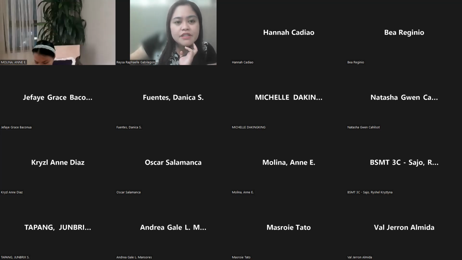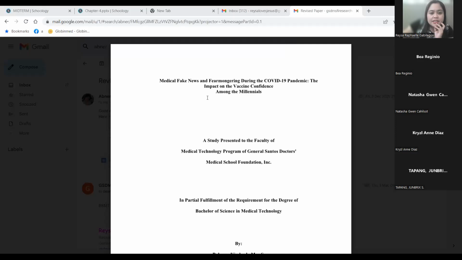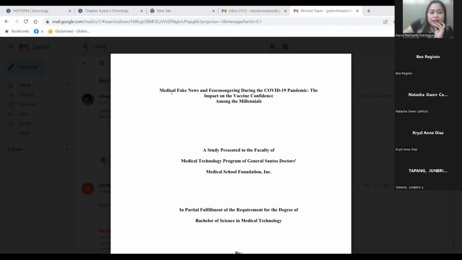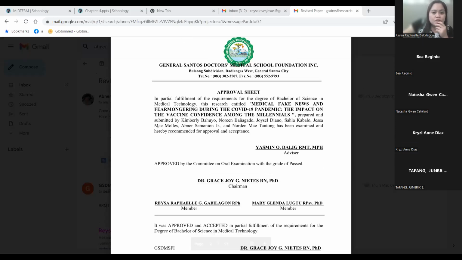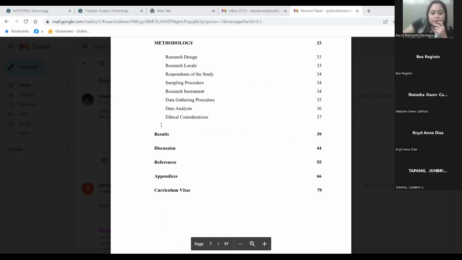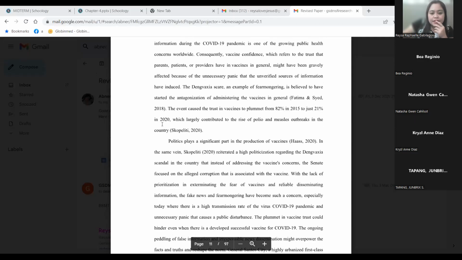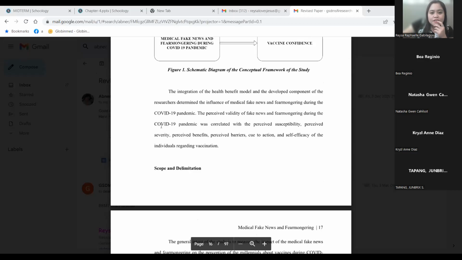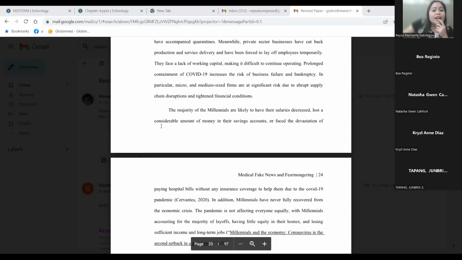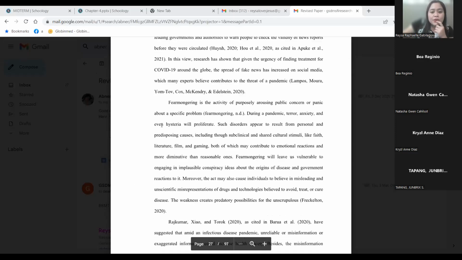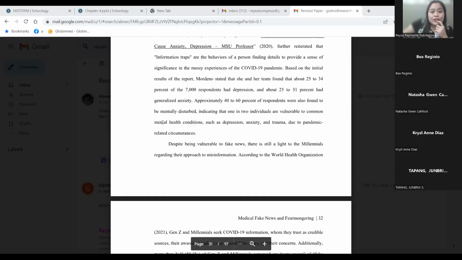But let me first give you an example of how they wrote their research design, so that when you make yours, you know how. This is the same study I was showing you in our previous meetings, the medical fake news. I showed you their introduction and all parts of the introduction, even their RRL. Now, for continuity, let's look at their methodology.